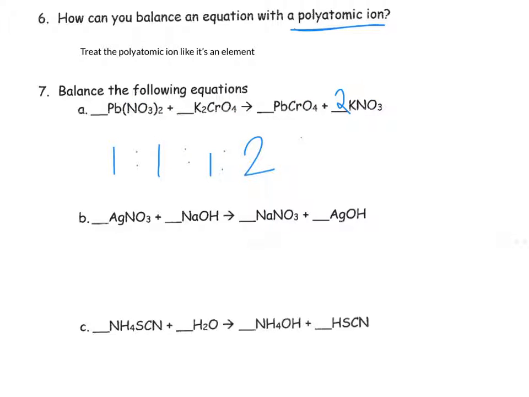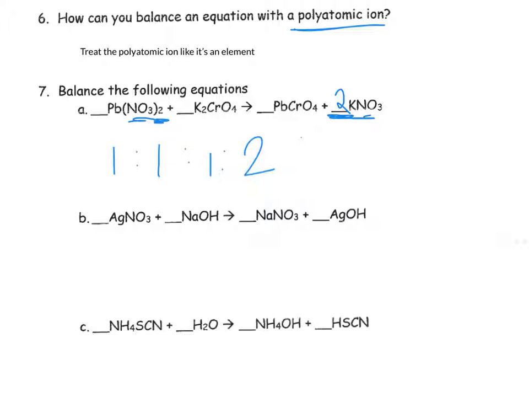So when I erase everything I've written all over, you can see that this means that I have 2 of these potassium nitrates. And if you look over here, there's that little 2 that's distributed. So that makes sense, right? Because there's 2 groups of NO3, and now I've got 2 groups of NO3 over there. All right, let's try another one.